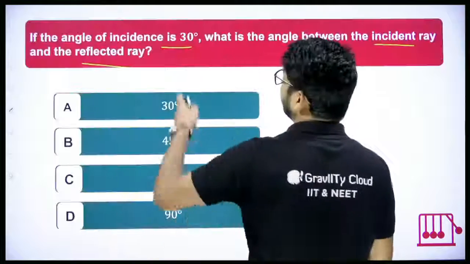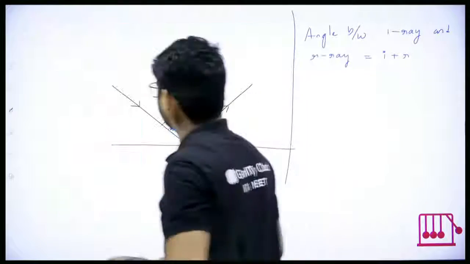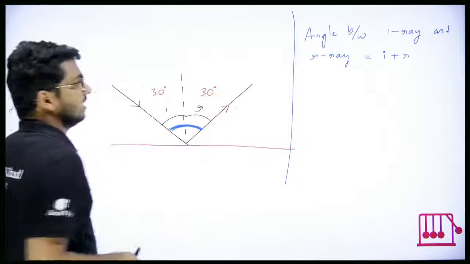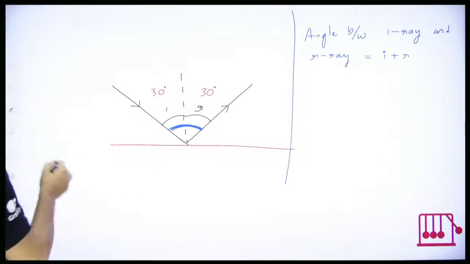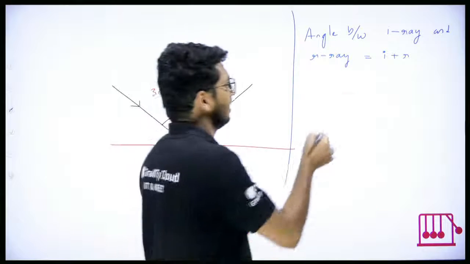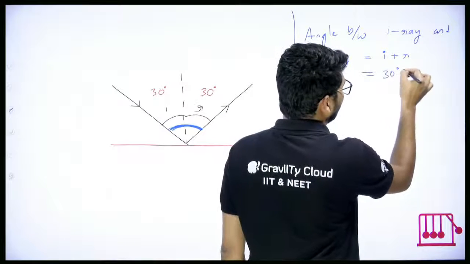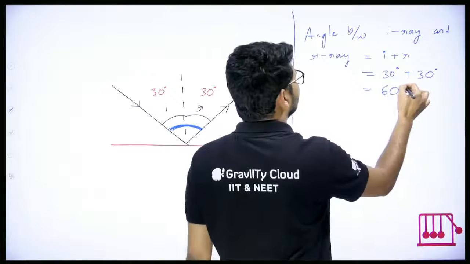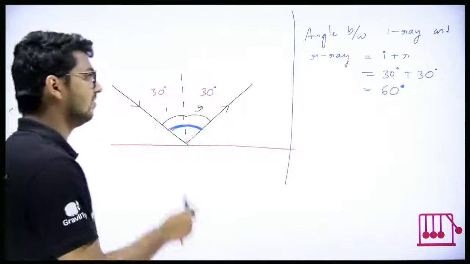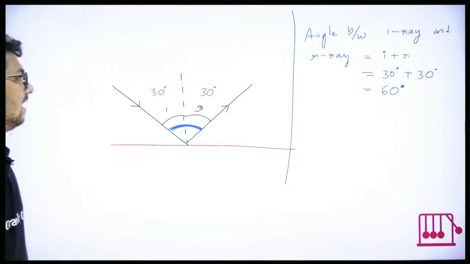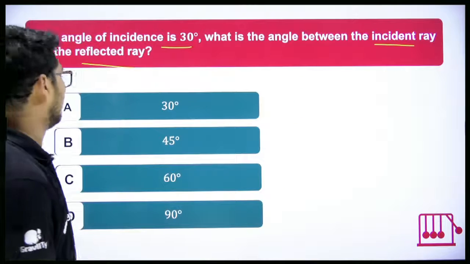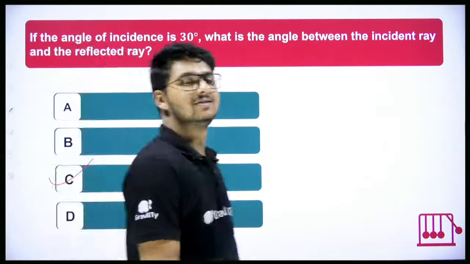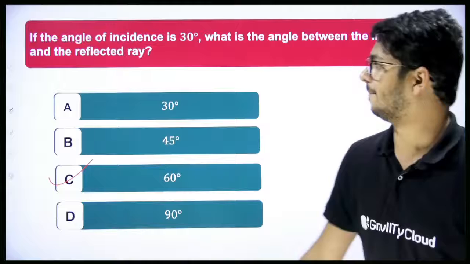So what is given to us here? I is given as 30 degrees. So if I is 30 degrees, R will also be 30 degrees because both of them are equal. That means here it is 30 degrees plus 30 degrees. That is going to be 60 degrees. See? As simple as that. A very simple answer. Clear? Good. So that is the reason why the answer is option C. Okay? Good.